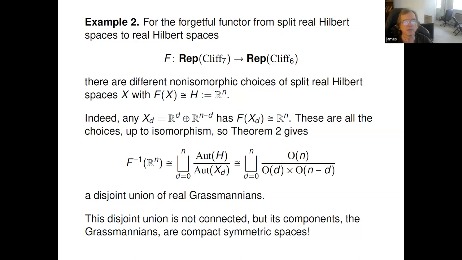Yeah, that's right. Yeah. So now they're different choices. Or a projective space or something like that. Yeah. Yeah, no, sorry, it's not a projective space. It's a Grassmannian. We're getting a disjoint union of all the real Grassmannians, corresponding to all the ways of taking an n-dimensional real Hilbert space and chopping it up into a d-dimensional part and an orthogonal n minus d-dimensional part. Uh-huh. So when we do the same prescription for computing the essential fiber, we're getting a union of homogeneous spaces.